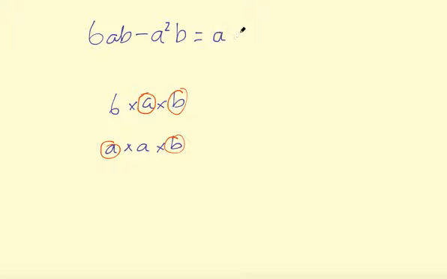So the highest common factor is actually a combination of a and b, so that's going to be a times b. And then what goes in the brackets is what's left over in each term. So 6ab, if we divide that by ab, we're just left with 6, and I've got a negative, and then if we take ab out of a squared b, all I'm left with is a.